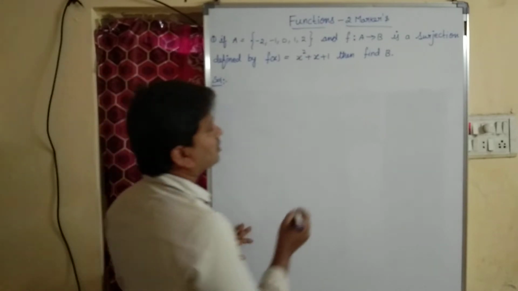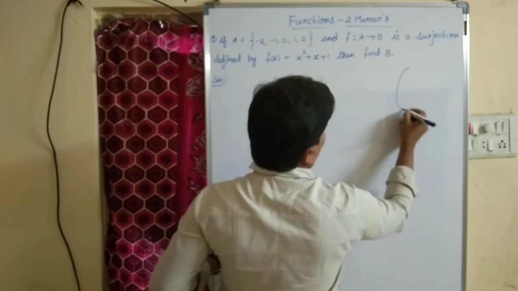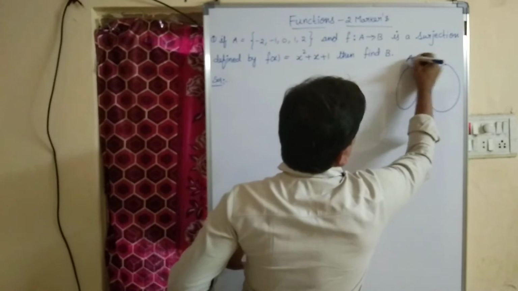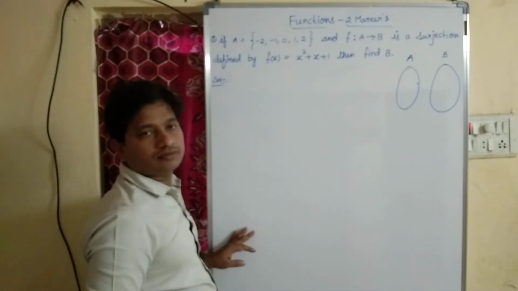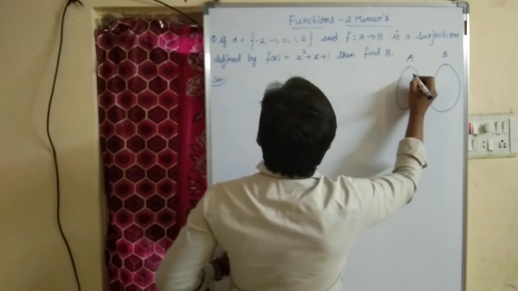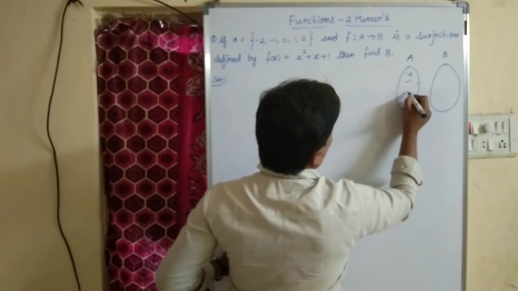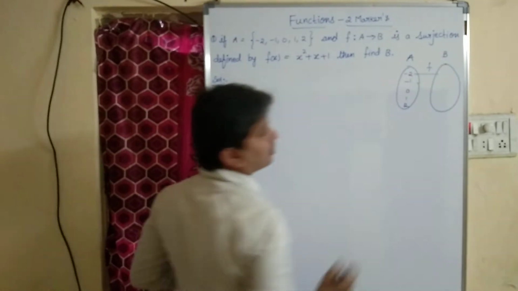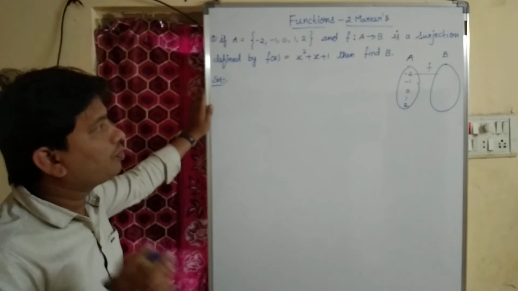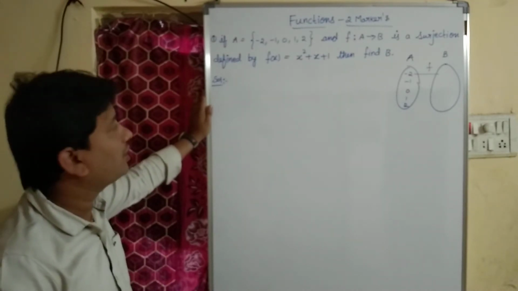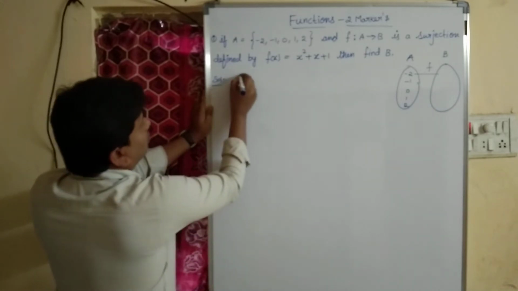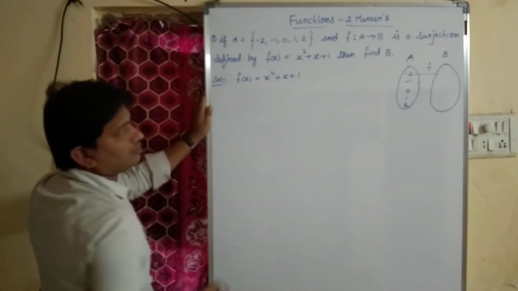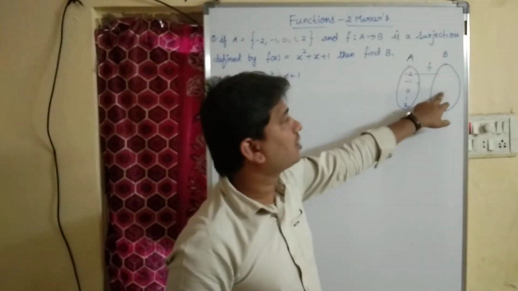So what is the function here? This is our function, A tends to B, as we have the values of A: -2, -1, 0, 1, 2. Function is a mapping from A to B, which is a surjection defined by the given function f(x) = x square plus x plus 1. Then we need to find the values of B.